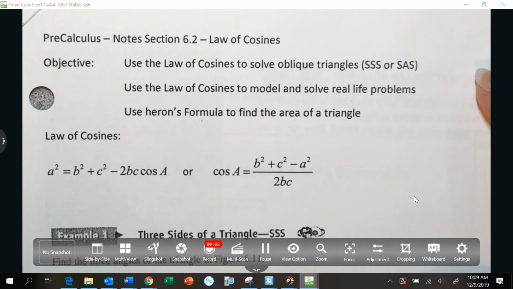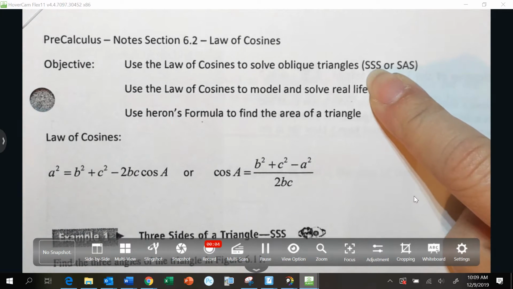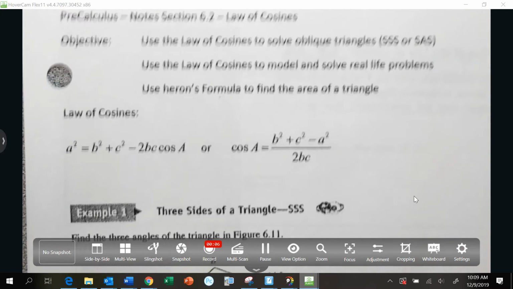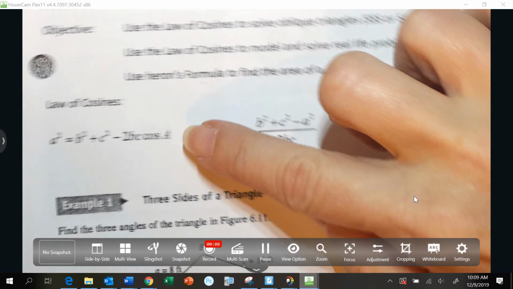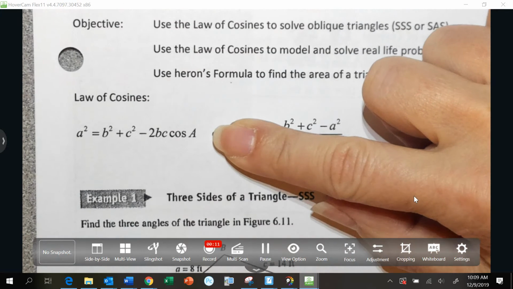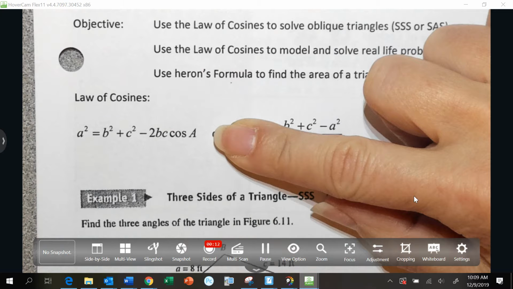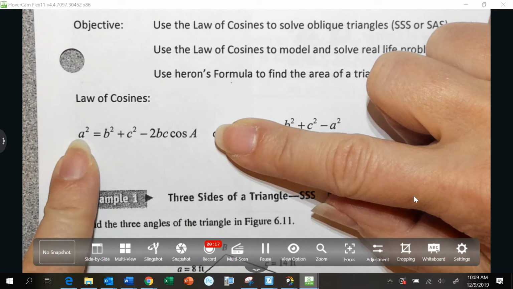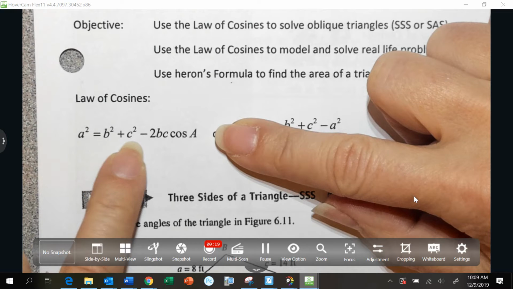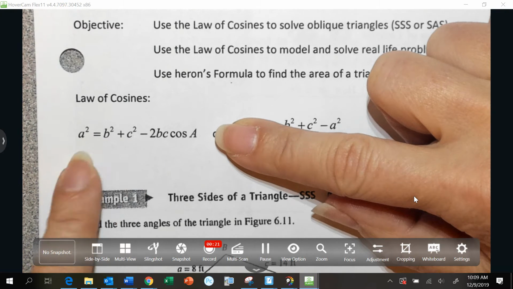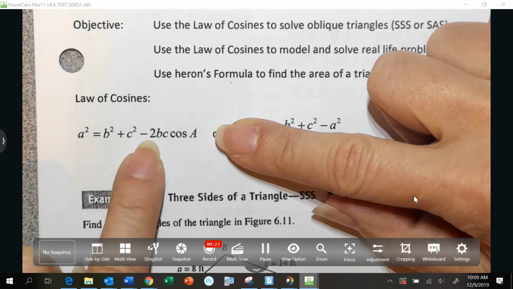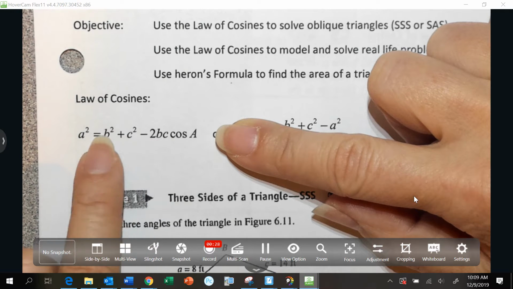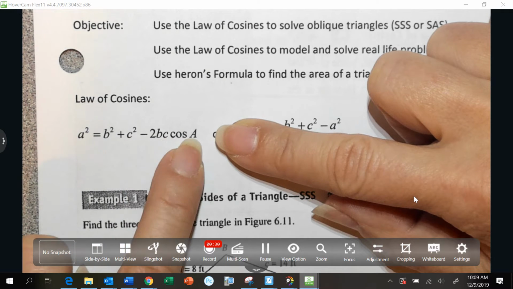So again, law of cosines can be used if we have side, side, side, or side, angle, side. This is the only formula that I personally have memorized, okay? And it's kind of easy to memorize. A squared equals b squared plus c squared, so that's a lot like Pythagorean theorem, but not. Then you have to subtract off 2 times these two numbers, bc, cosine of angle A.